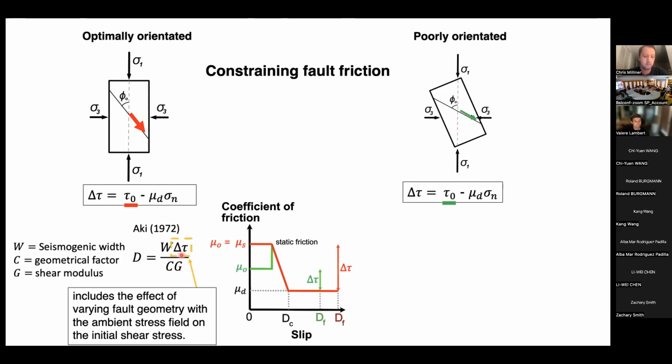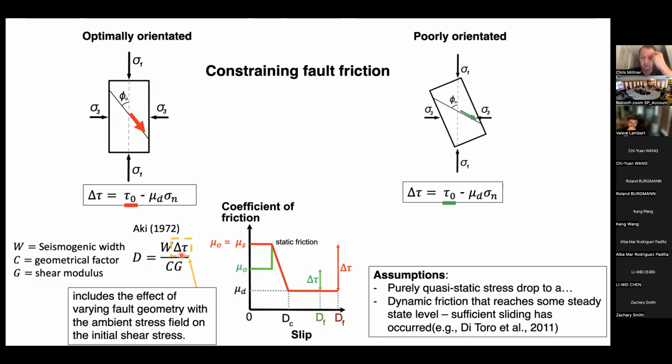And Chris, the geometrical factor is just another thing related to the shape of the slip patch? Yeah, exactly. It's related to the shape. So for Ridgecrest it's about 0.56, and it's a function of the length and the width of the rupture. Oh, I see.